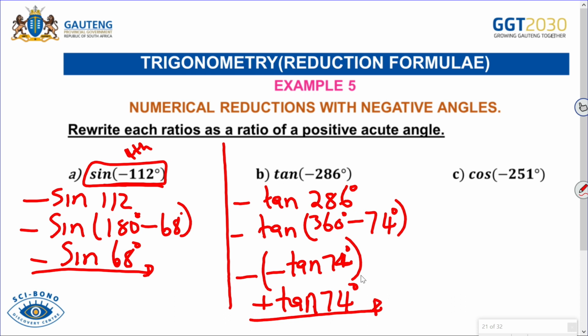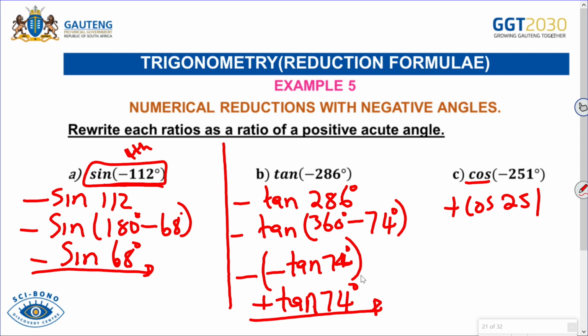Okay, we move to negative 251. Again, you ask yourself, negative an angle, it's in which quadrant? It's in quadrant 4, and in quadrant 4, cos is going to be positive, right? So you'll get positive cos 251. So is 251 in quadrant 2, 3, or 4? Obviously it's less than 270 and greater than 180, so it's going to be in quadrant 3, right?